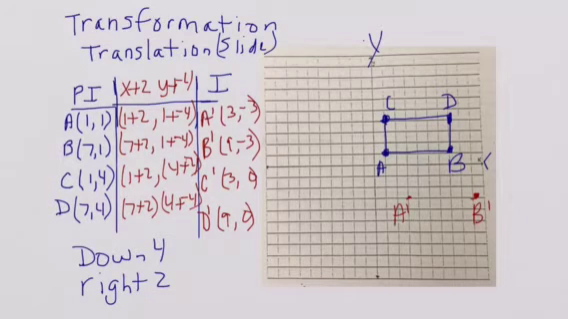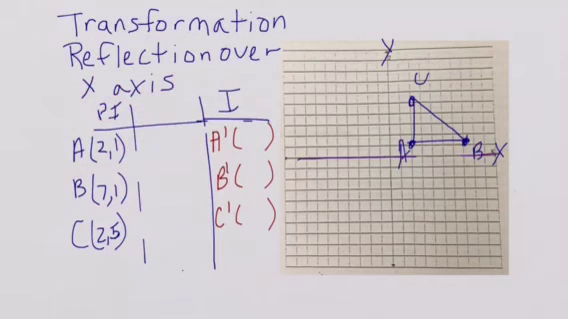And then we're going to go D to the right 2 and down 4. And that's going to put us at 9, 0. And then C to the right 2 and down 4. And that's going to put us at 3, 0. So you'll notice again, the shape and size did not change. We just slid it. Now we're going to do reflection over the x-axis.